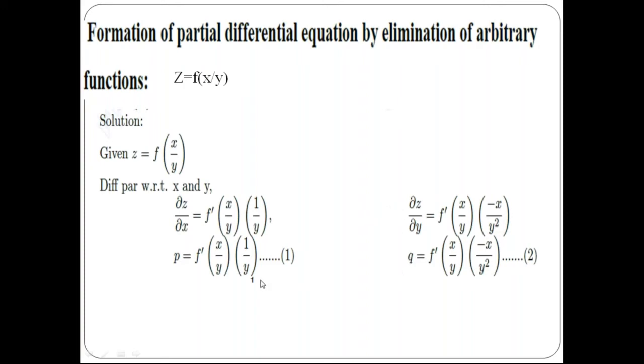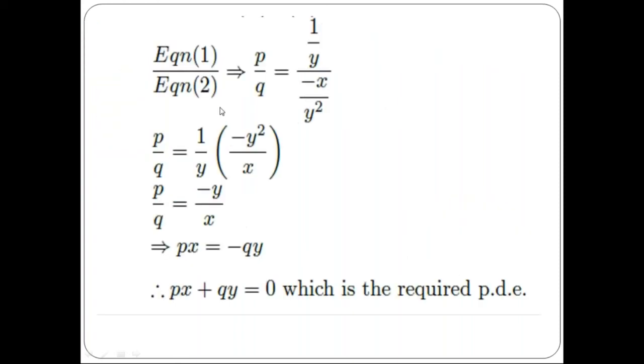Now, think yourself whether we divide, multiply, or how we can solve so that f dash will eliminate. So here, if I divide equation 1 with 2, f dash x upon y will cancel out, and we will have a simple equation in terms of p and q. Here I just cross multiply, I will get px equal to minus qy. This is the required PDE.